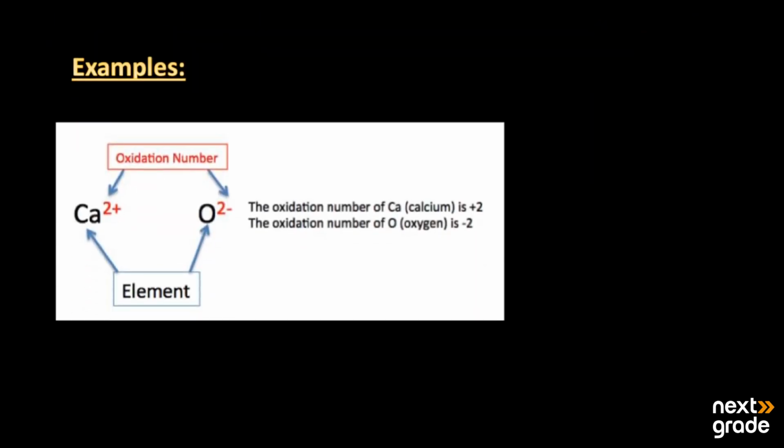Next we have an example. We have a compound which is calcium oxide. Here calcium belongs to group 2A, so its oxidation state is +2. On the other hand, oxygen's oxidation state is -2. It belongs to group 6A as it requires two more electrons, and calcium loses two electrons. So one just loses the electrons and the other gains the electrons, and their oxidation states are +2 and -2. So the oxidation state of calcium will be +2 and that of oxygen -2.